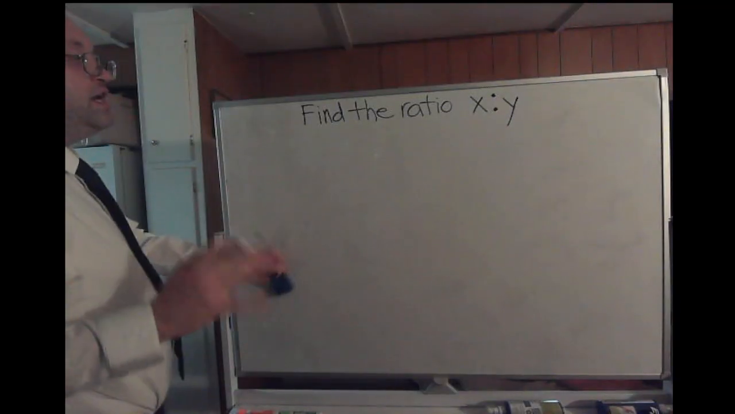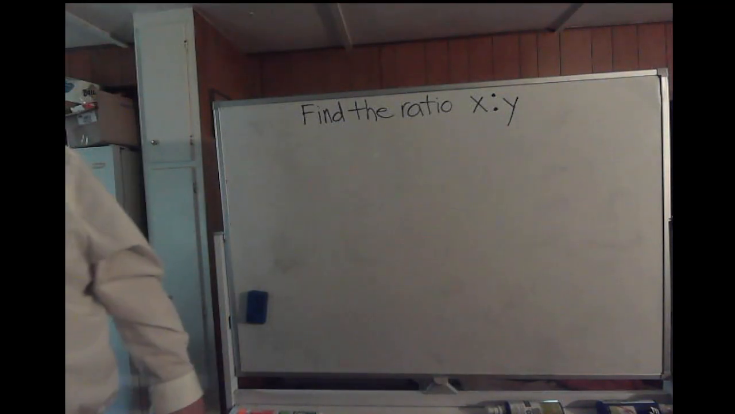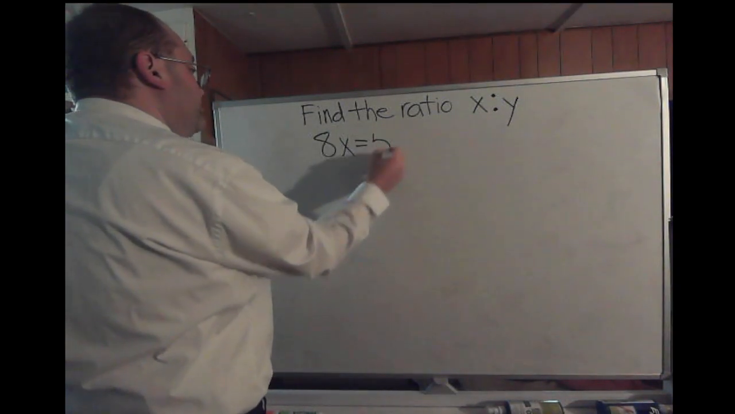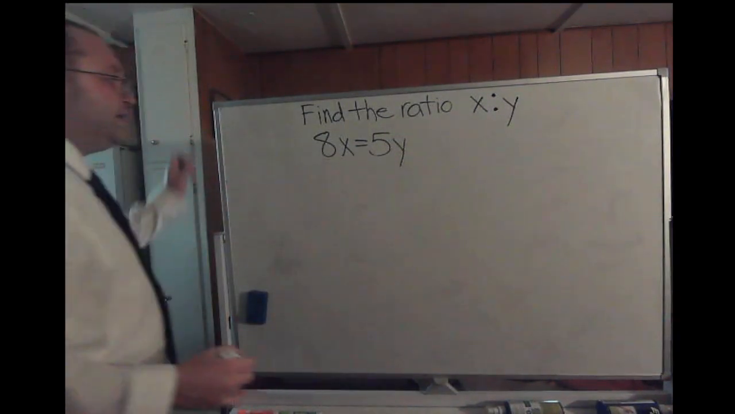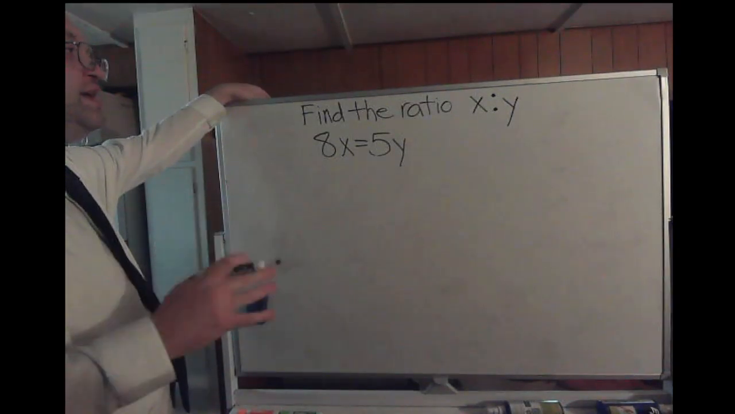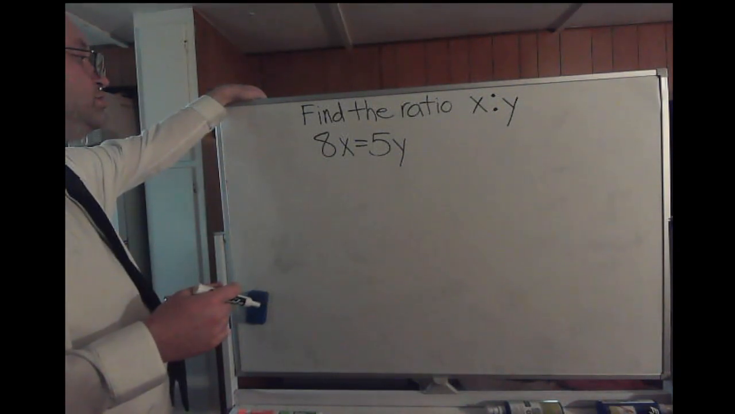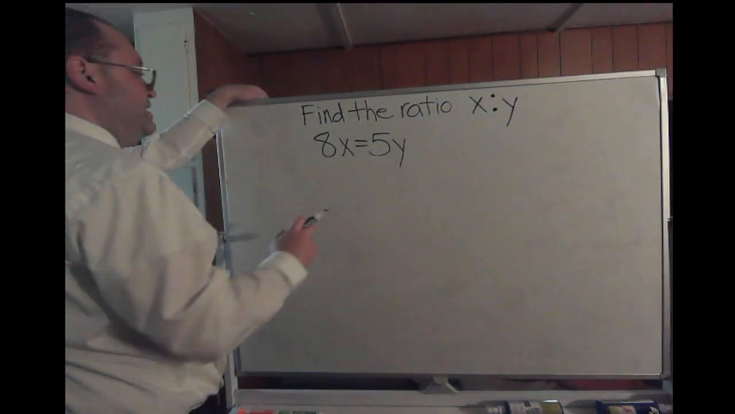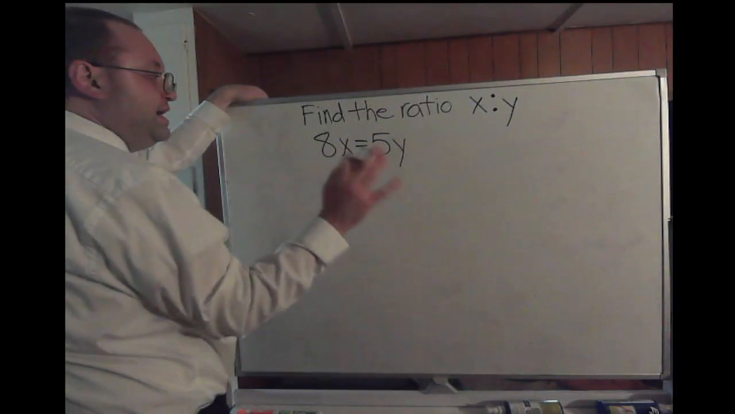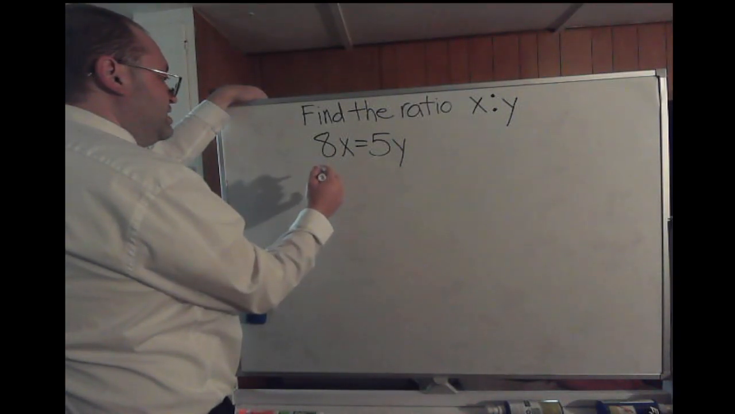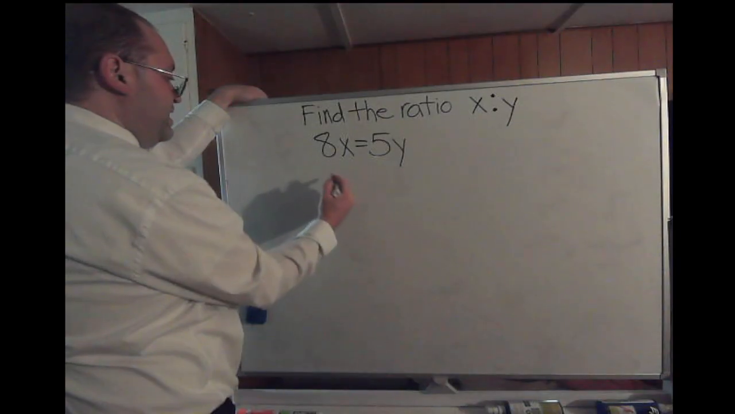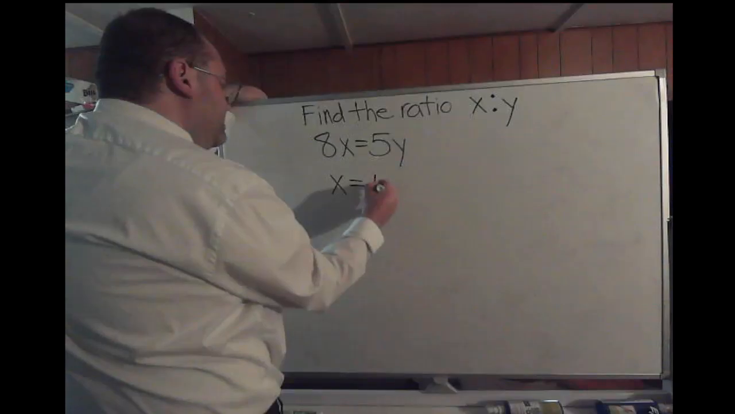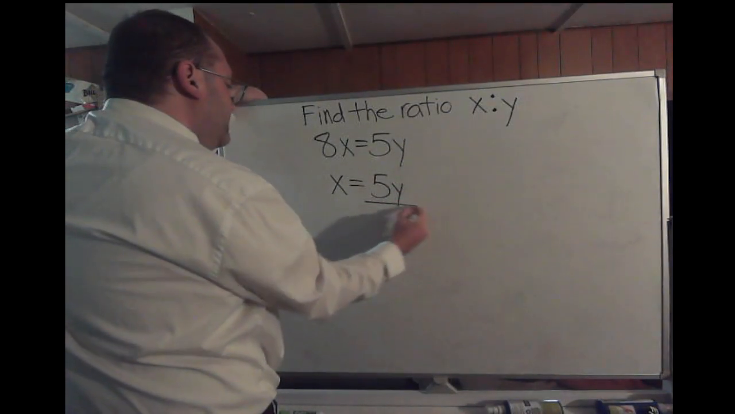Alright, so these problems you're going to find the ratio of x to y. And they start out like this. You have 8x equal to 5y. Right? 8x equals 5y. How do you get it to be x to y? Well, first thing I would do, go ahead, divide the left side by 8, get x by itself. So if you divide 8x by 8, you just get x, but you have to do it to the right side also. You would end up getting 5y over 8.